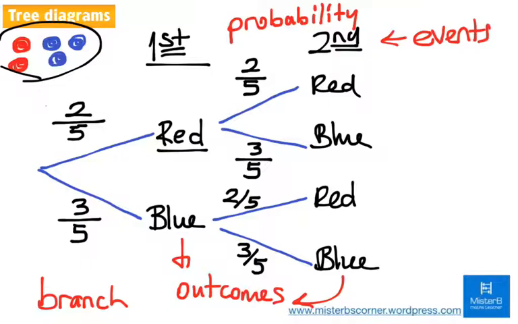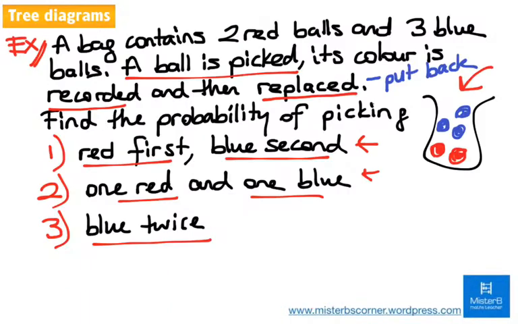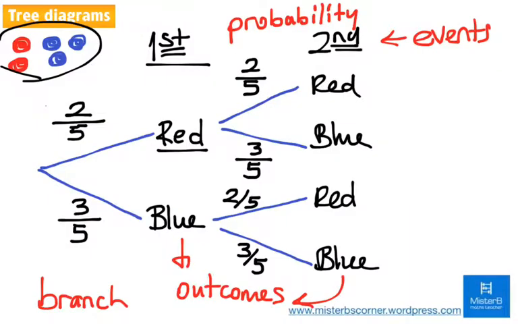Okay? And the questions, let's see the questions now. In the first question, it says we are going to pick red first, and then we are going to pick blue. So, we have to now follow this route. Red first, and then blue.